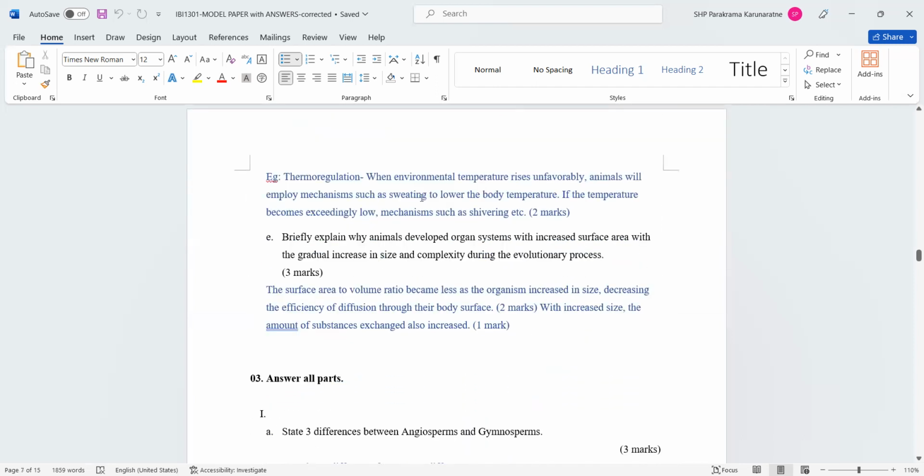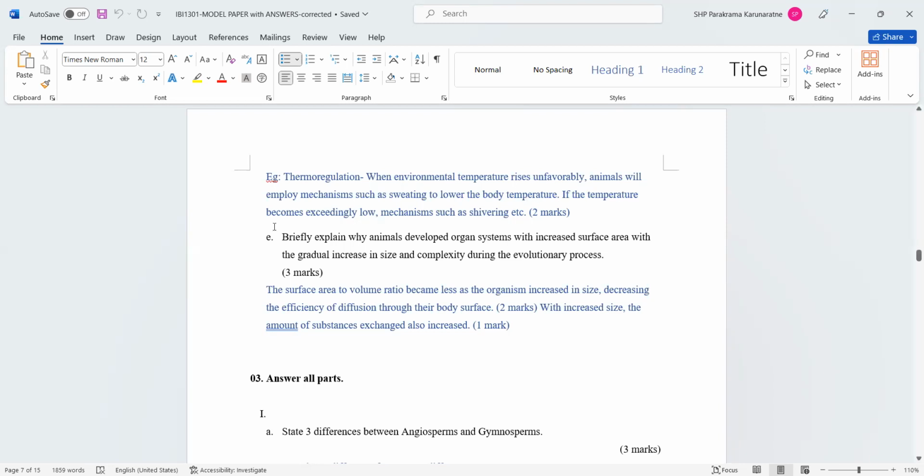I explained to you, when you exercise vigorously, you get sweating, right? Or if the animal runs vigorously, and when the environmental temperature rises unfavorably, that animal will employ mechanisms such as sweating. We know that on very hot days we sweat a lot. That is to maintain the body temperature. So when sweat comes out, what happens? This sweat evaporates using the body temperature. For the evaporation, it takes the heat from the body. The body gives the heat to it, so the body cools down. So this is what happens.